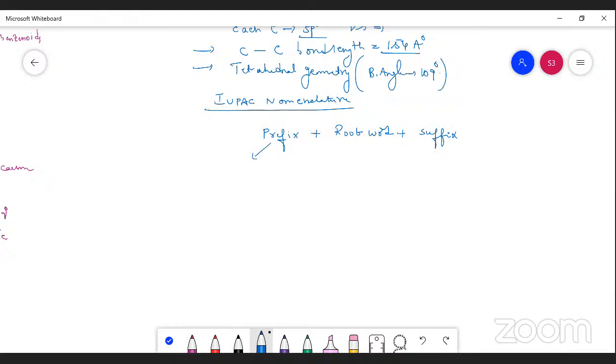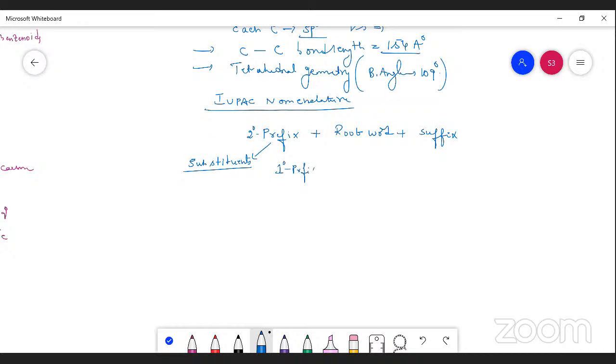What does the prefix indicate? Prefix always refers to substituents. If there are any substituents, we represent them as prefix. Prefixes are of two types: primary prefix and secondary prefix. Secondary prefix always indicates substituents. Primary prefix always indicates whether it is cyclic or acyclic.